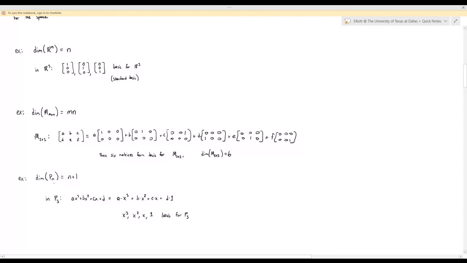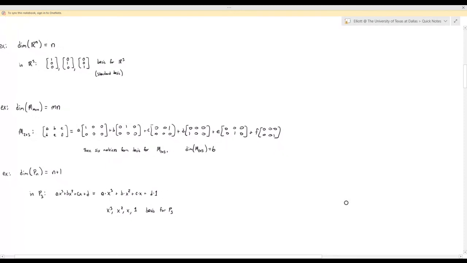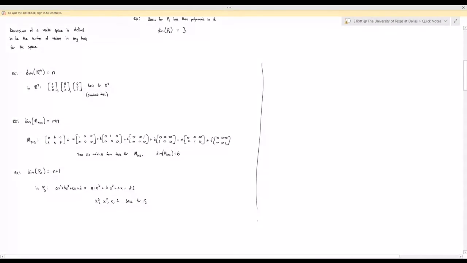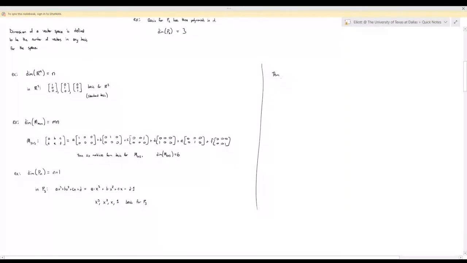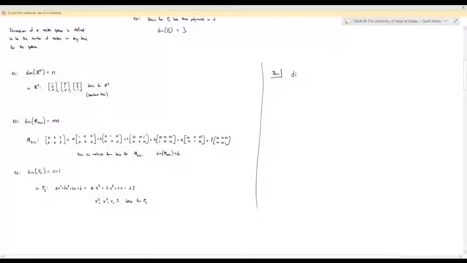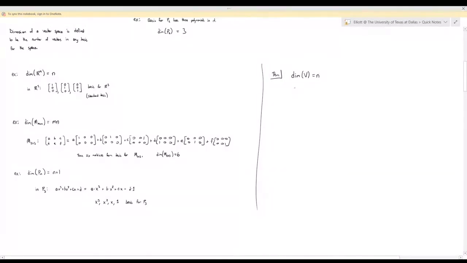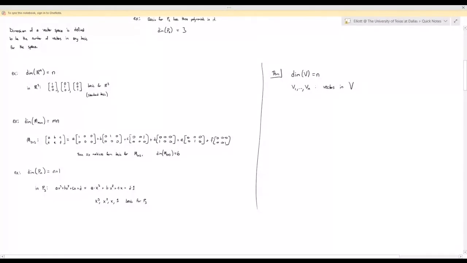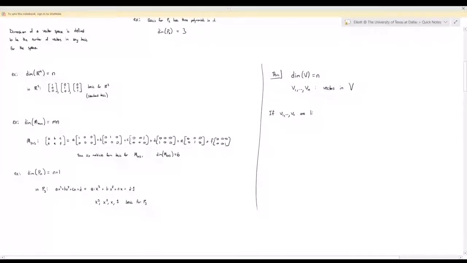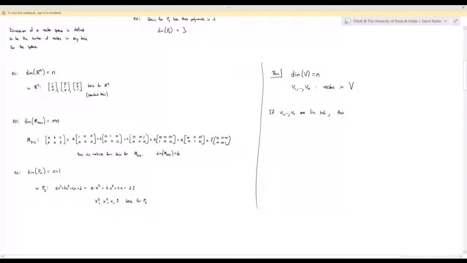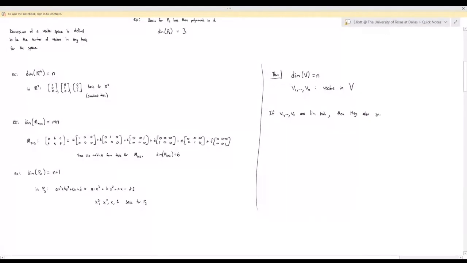Now I'll say one more thing about dimension, and then I'll move on to a new topic. Let's say that we have an n-dimensional space, and that we also have n vectors v1 through vn. These are vectors in our n-dimensional space V. There's a theorem that says that if these n vectors are linearly independent, then they also span V and therefore would form a basis for V.